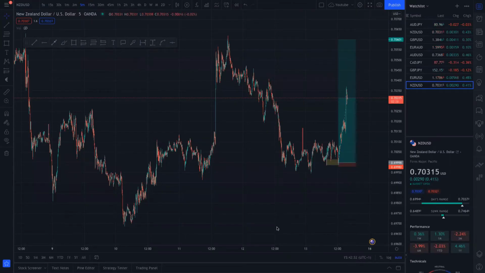So welcome back to order block strategy. Today we're going to talk about discounted pricing and premium pricing. It's a small concept, along with the trade I took today in the New Zealand dollar US dollar pair.